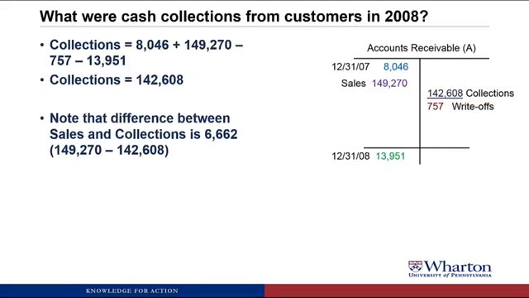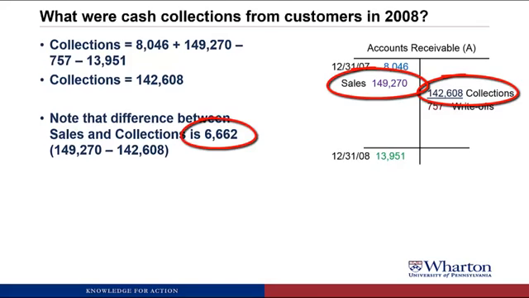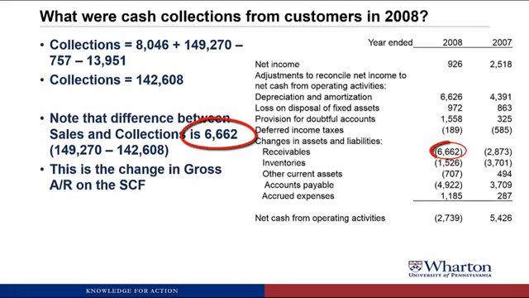So if we take the beginning balance of 8046, add sales of 149,270, subtract the write-offs of 757, and subtract the ending balance of 13,951, we end up with cash collections of 142,608. Now note that the difference between the sales and the cash collections is 6,662. Where have we seen that number before? Well, that was the number on the statement of cash flows for the increase in gross accounts receivable.